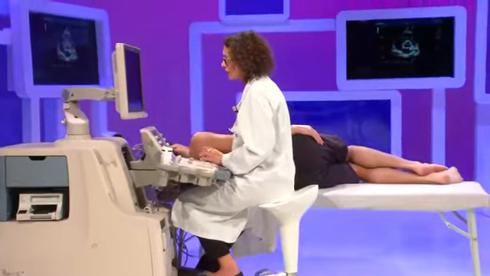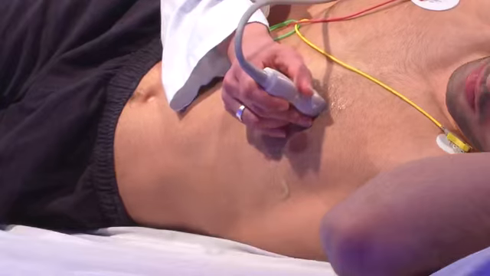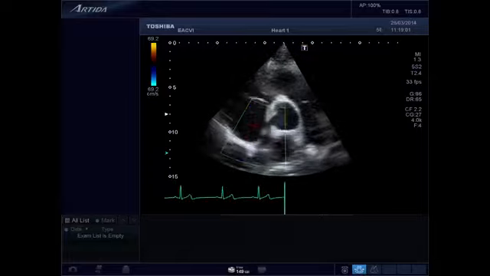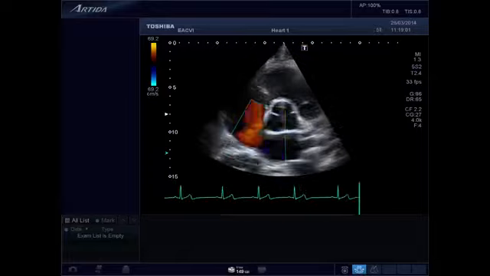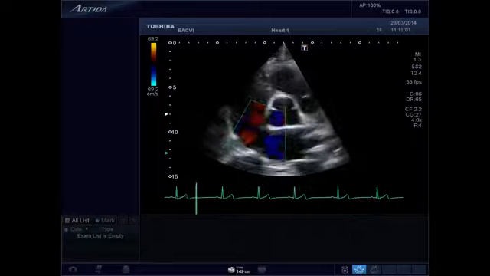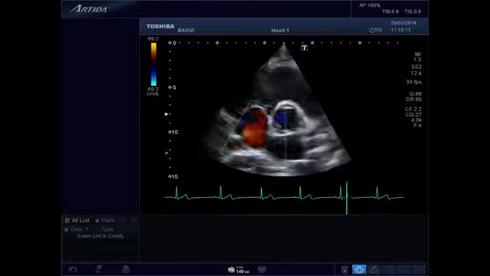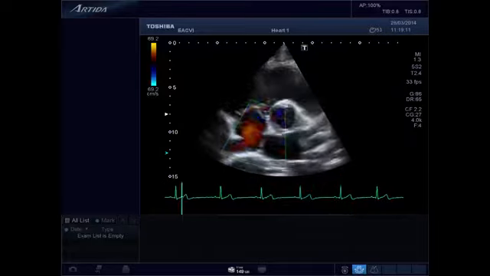And then still in the parasternal short axis view, I will assess by the color Doppler the interatrial septum and check that there is no abnormal communication between the two atria.